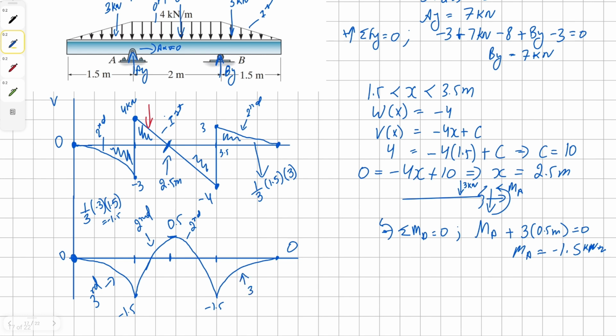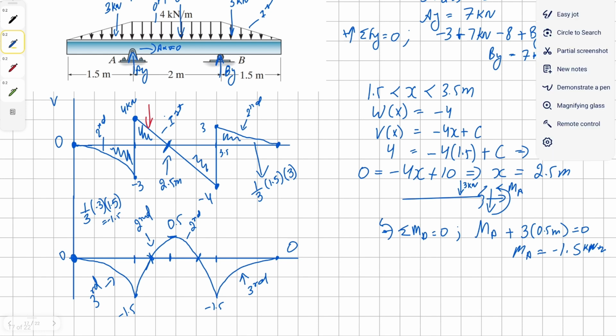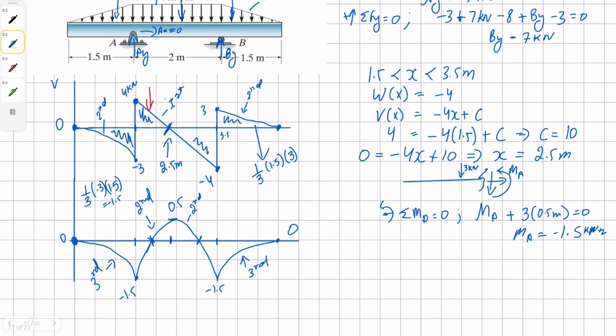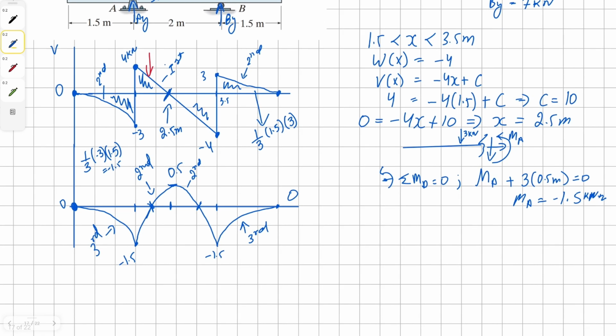And the curve is third order. Okay, now that we have solved for this, we still need to determine our intersections between the section 1.5 and 3.5, or you can say A and B. To determine that, we need to once again find our moment equation, which we are just going to continue solving from our shear equation.